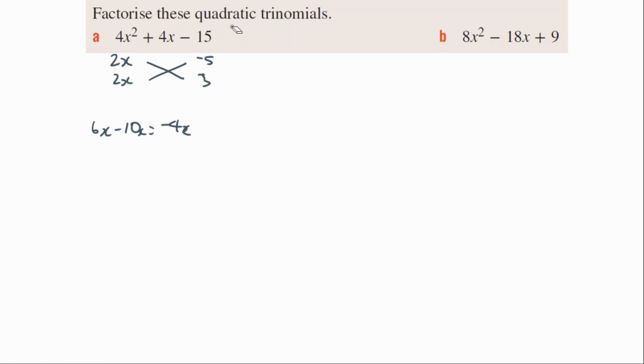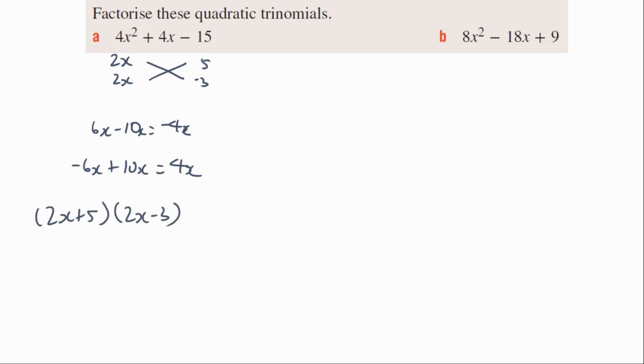I'm going to try flip the negatives around. Sorry, that's all I need to do. So I'll try and make the 3 a negative. So that gives me negative 6x plus 10x, and that here does give me 4x. So these will be the terms for this quadratic trinomial here. So for question A, our answer will be 2x plus 5 and 2x minus 3.